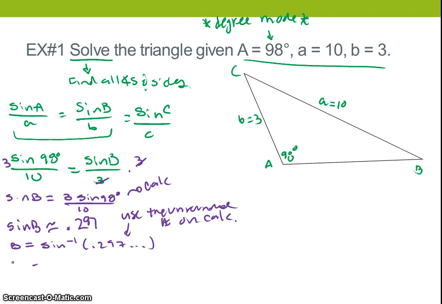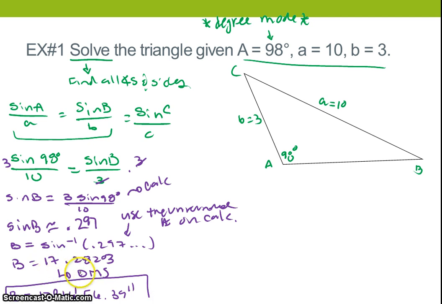Okay, so I get 17.2823, and I want to convert this to DMS. So we get angle B is 17 degrees, 16 minutes, 56.39 seconds. And that's what we get for angle B. So remember, to convert to DMS, you go to the angle menu, and then you choose the option 2, DMS.